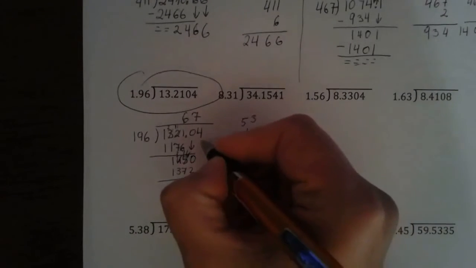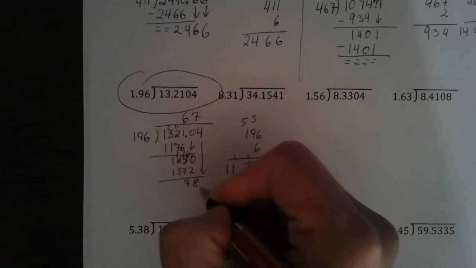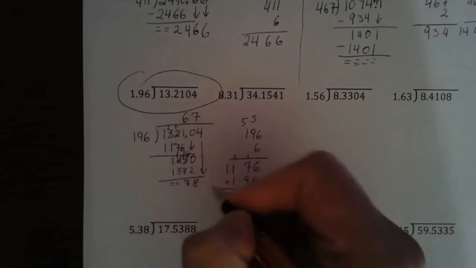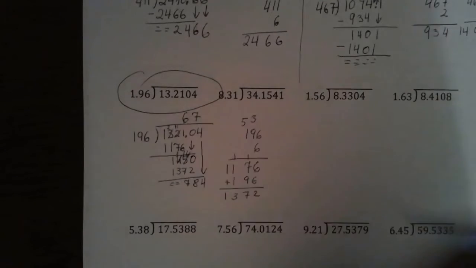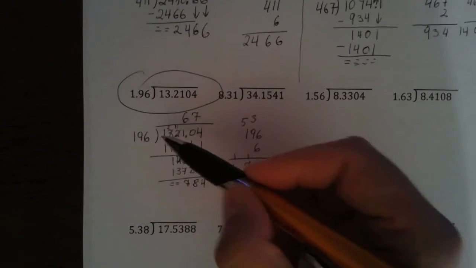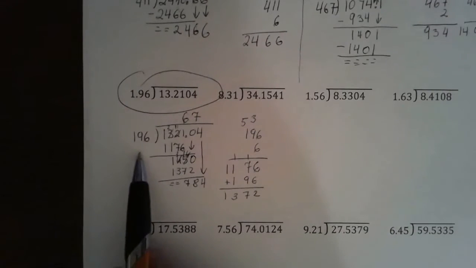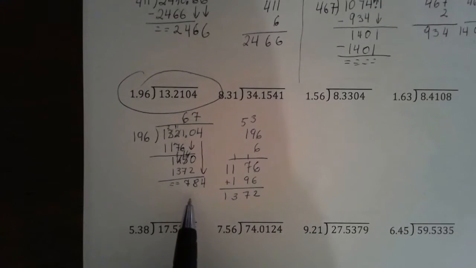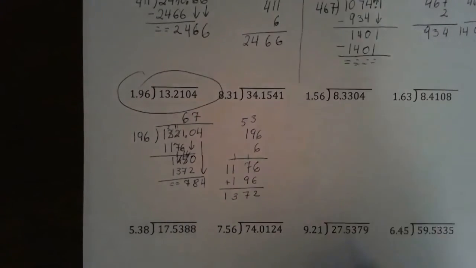And now I'll bring 4 down. And the rest cancels, obviously. Okay, how many times this one? We'll go into this. Like I said, this is about 200, this is about 800. So I'll go about 4 times. Let's try it.